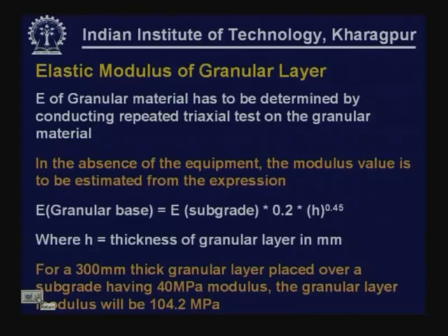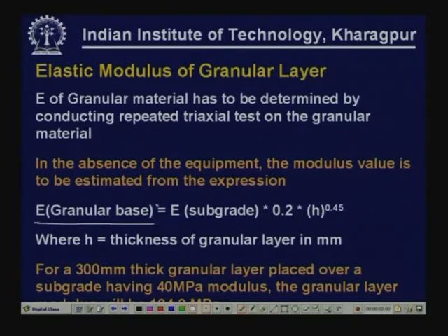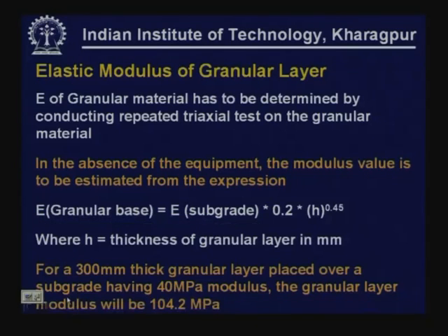So, for that thickness and for a given subgrade strength, which we already estimated from CBR value or have determined already by conducting a triaxial test, if you know the subgrade modulus value and also the thickness of granular layer that we are going to propose, using these two parameters, we can estimate the modulus value of the granular layer using what is known as the Shell equation. E granular base is a function of E of subgrade and thickness of granular base, which is in millimeters. So, for a 300 millimeter thick granular layer placed over a subgrade having 40 MPa modulus value, the granular layer modulus value can be estimated as 104.2 MPa.